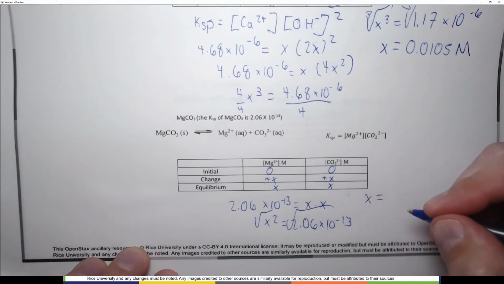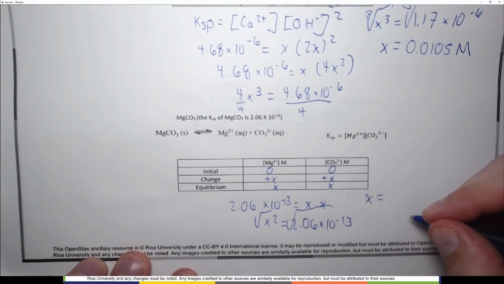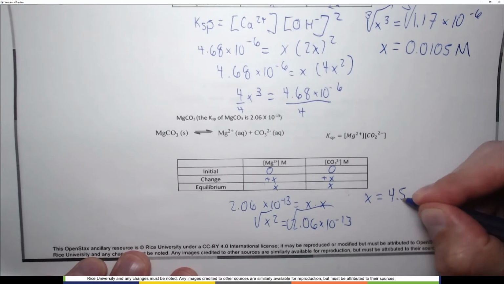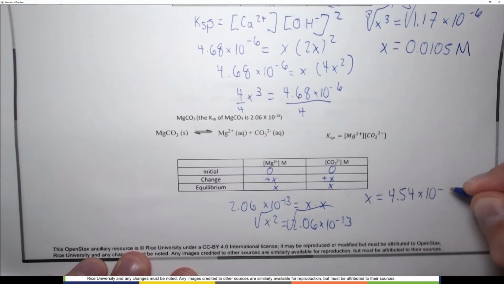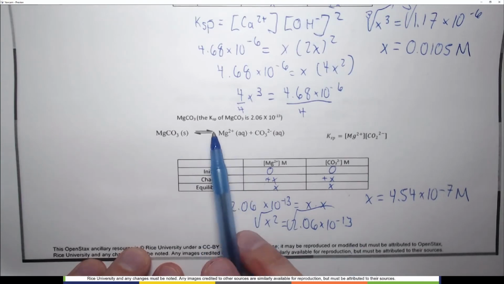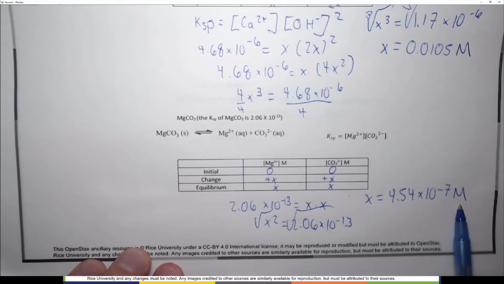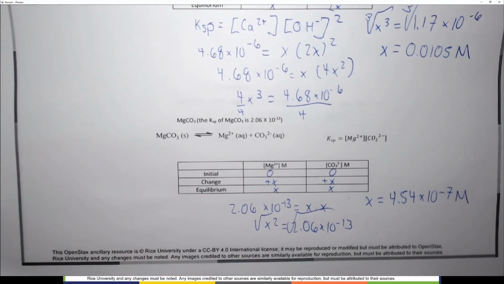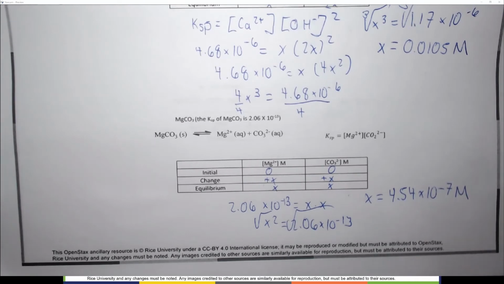X equals 4.54 times 10 to the minus 7 molar. So the concentration of this one would be 4.54 times 10 to the minus 7 molar. So this is applying mathematical operations or actual numbers to these types of problems.